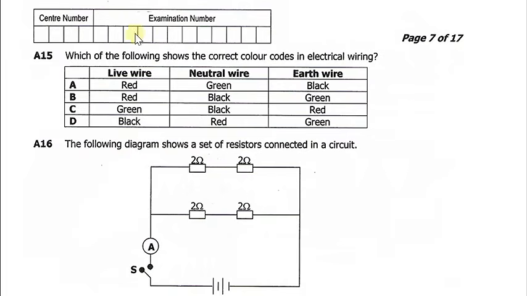Okay, so A15 says, which of the following shows the correct color codes in electrical wiring?